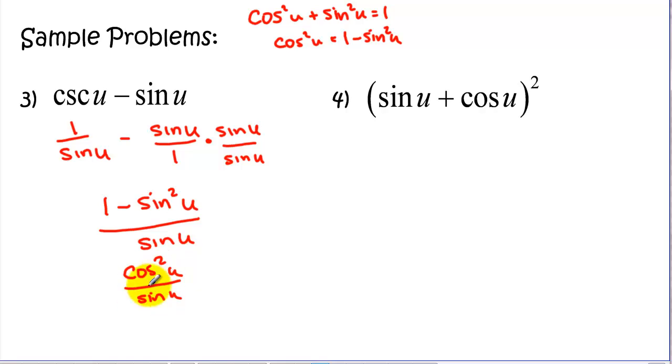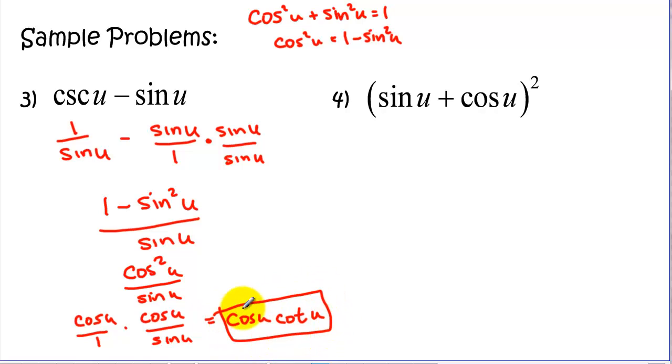Now I'm going to do something here. Since I don't have sine squared in the bottom, I'm going to split the cosine squared into cosine times cosine. And this one will be times the sine of u. So now on the left I've got cosine of u, and using the quotient identity, this is cotangent of u. So that would be our simplification for that problem.